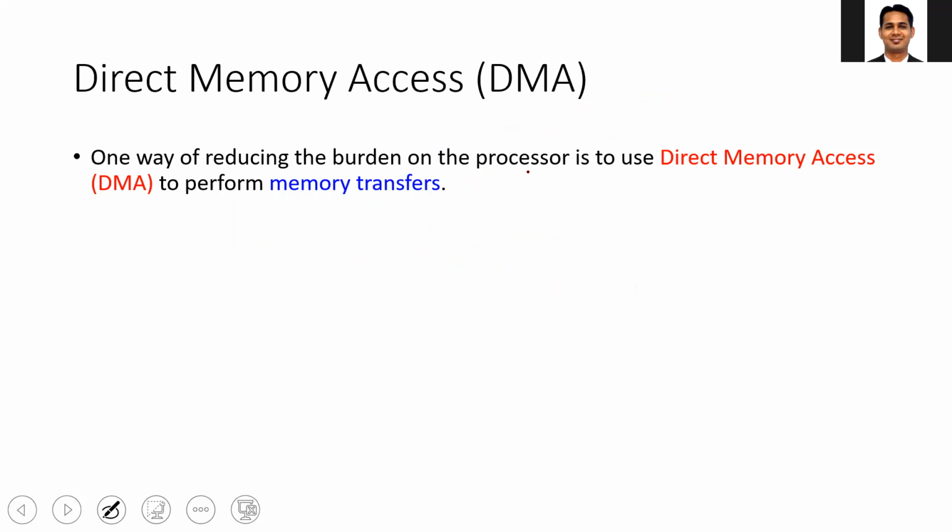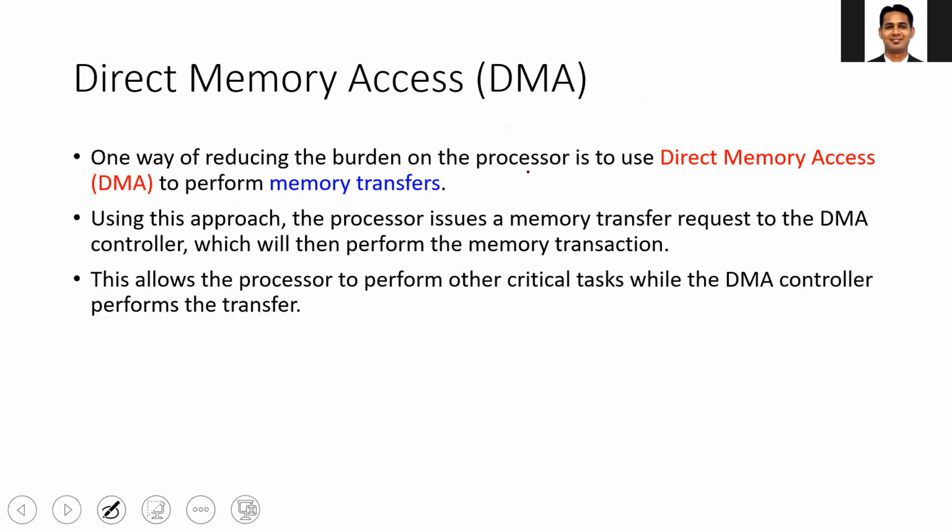One way of reducing the burden on the processor is to use direct memory access to perform the memory transfer. Using this approach, the processor issues a memory transfer request. The processor just says that this is the request for a memory transfer from this source to this destination, and this much amount of data is to be transferred. Such requests are issued to the DMA, which is a coprocessor or an additional separate unit. The DMA controller will perform the memory transaction. So here the processor doesn't need to copy each byte of data into its local register and then to the memory. The processor just needs to tell the DMA to copy the data from this source to the destination.